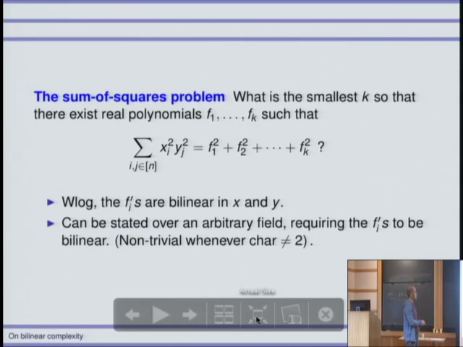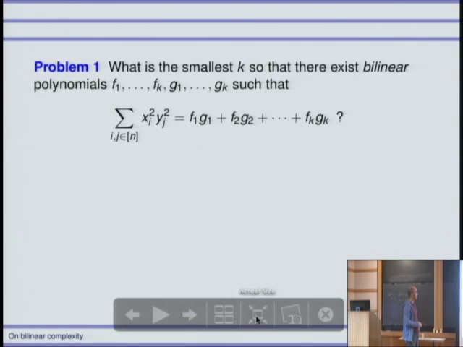The next problem that I would like to mention is a modification of the sum of squares problem, and the modification is the following. So instead of writing the sum of squares polynomial as a sum of bilinear squares, you want to write it as a sum of products of bilinear functions. So the sum of squares problem arises when you require g1 to be equal to f1, g2 to be equal to f2, etc. So this is a relaxation of the sum of squares problem that we saw before.